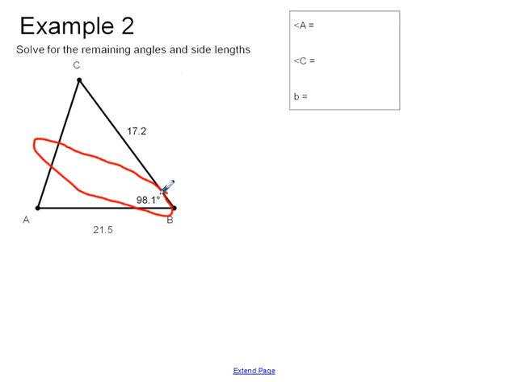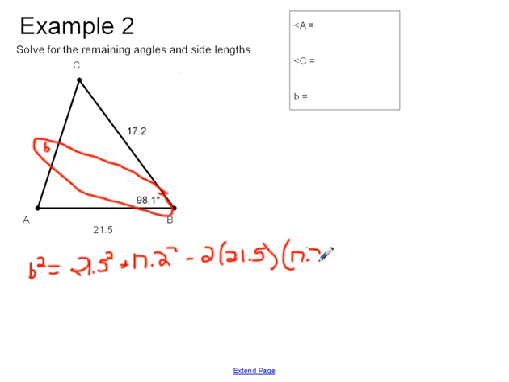Same concept again here. We're missing that side length B. We need it so that we can then set up our law of sines. So we're going to have B squared equals the sum of the other two side lengths squared. So 21.5 squared plus 17.2 squared minus 2 times 21.5 times 17.2 times the cosine of 98.1. Throw it all in a calculator.